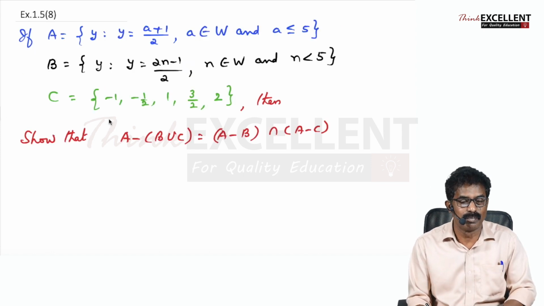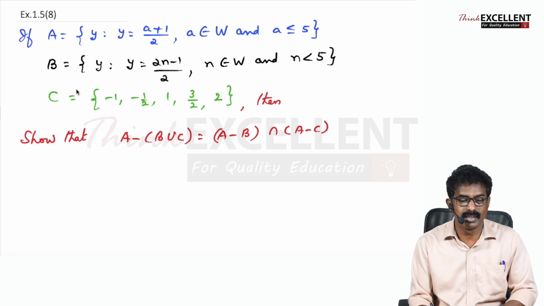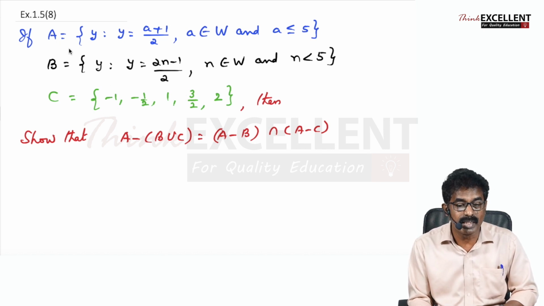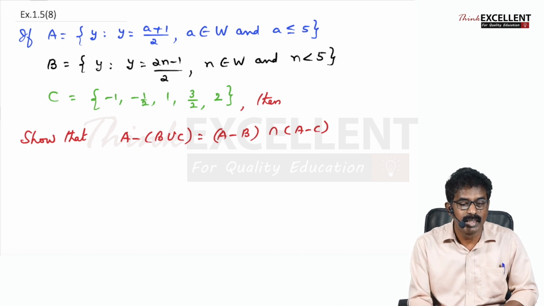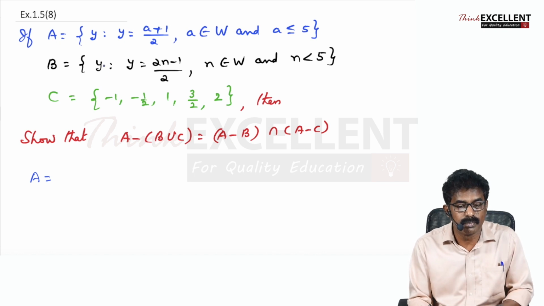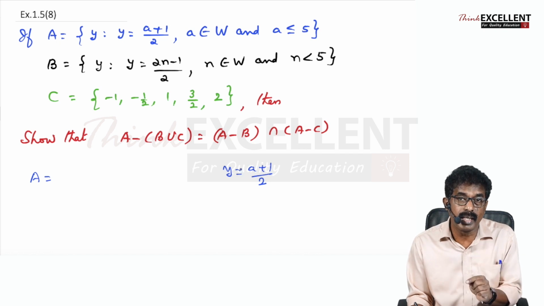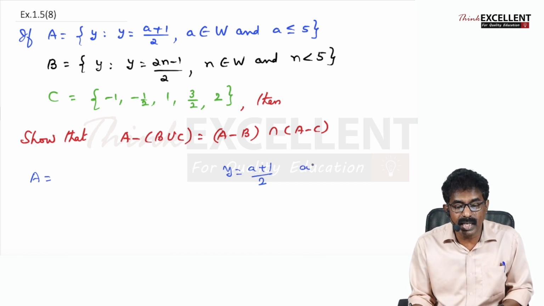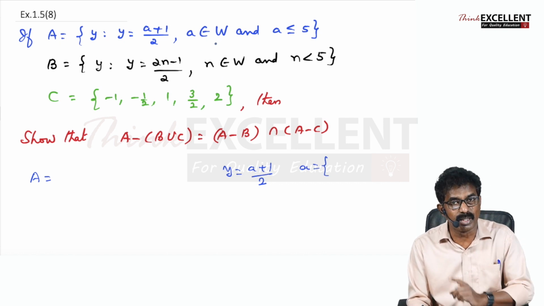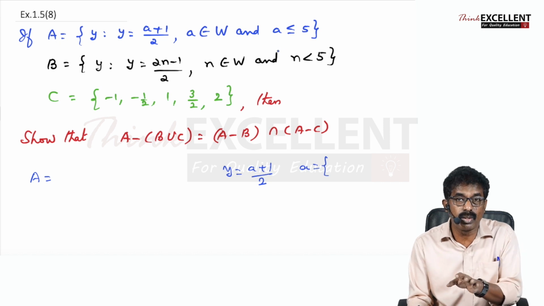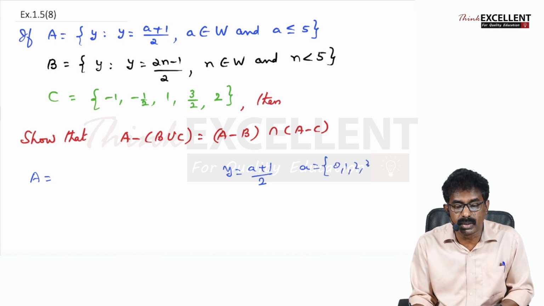Another very important question. See A, B, C, 3 sets. C is good, right? It is given in roster form. But A and B are given in set builder form, you have to change it. Okay, so I'll explain that too. A equals the set of all y, but what is y? y equals a plus 1 by 2. If you want to find y, you must know a. What is a here? a belongs to W, starting from 0, whole number. But a is less than or equal to 5, only up to 5: 0, 1, 2, 3, 4, 5.